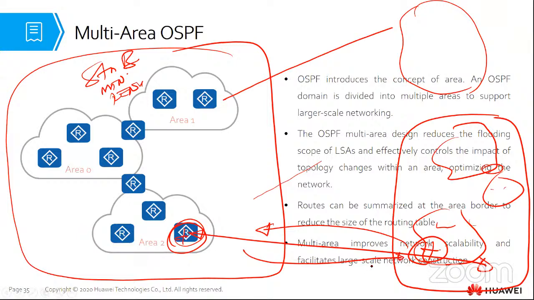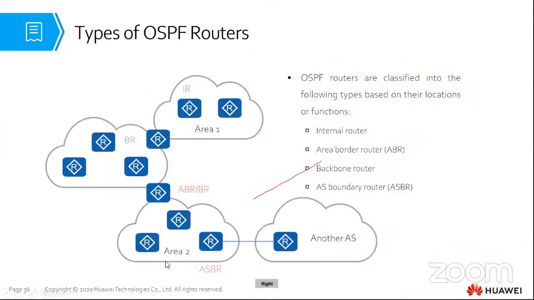This router that connects an autonomous system to the outside world is a border router of the autonomous system. So it's called the autonomous system boundary router. It is the fourth type. And those are the 4 OSPF routers: the internal router, area border router, backbone router, autonomous system boundary router.